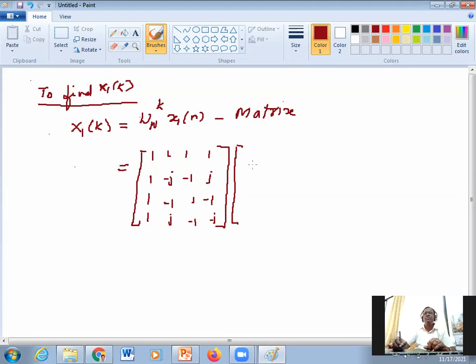the given input sequence. What was the value of x1 of n? What is x1 of n? 4 3 5 2. Can you do this multiplication and tell me the answer? Please do this and tell me the answer.